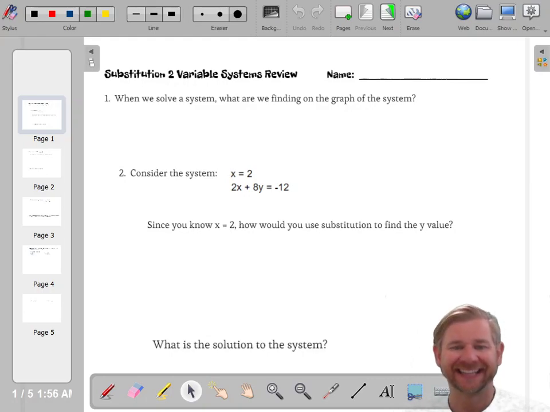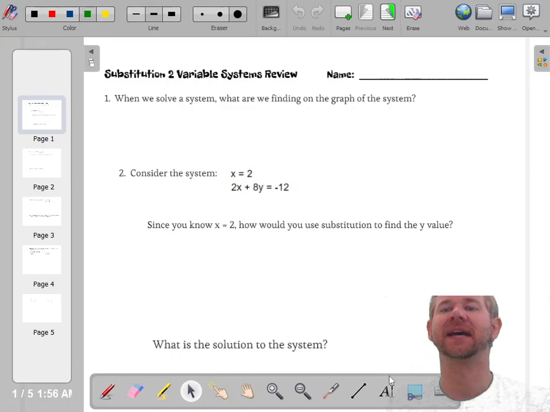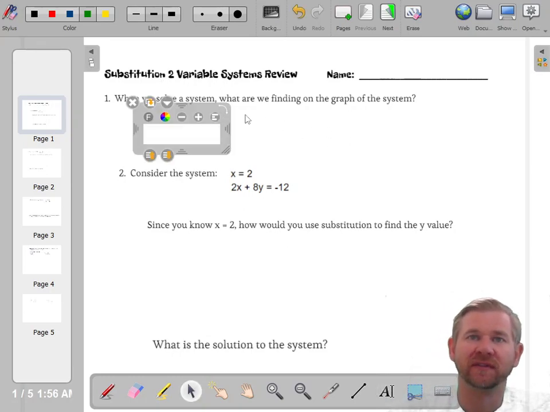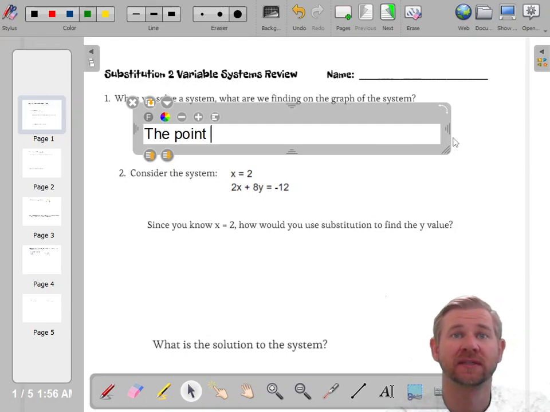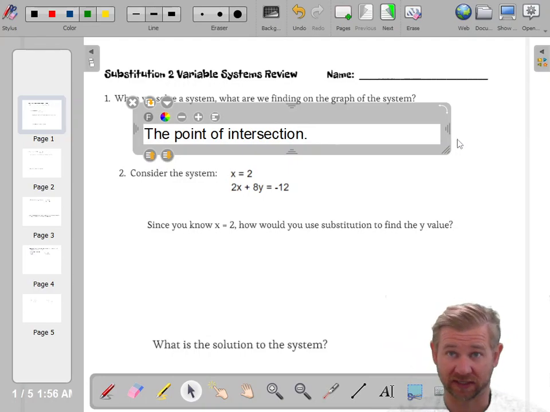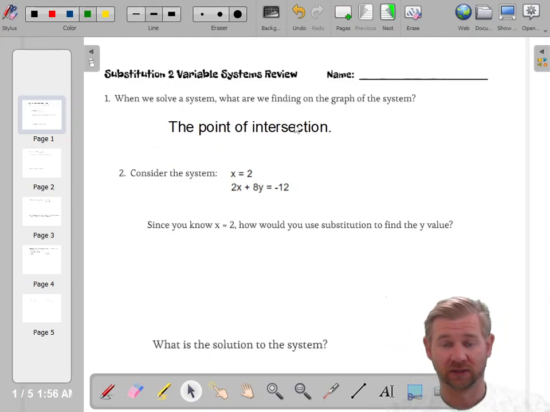Hello everyone, let's now solve some two-variable systems, but we'll do it algebraically instead of just graphing. So first, as a reminder, when we solve a system, what are we finding? We're finding the point of intersection, where the two lines run into each other. And I want an ordered pair. So an x comma y is my answer.